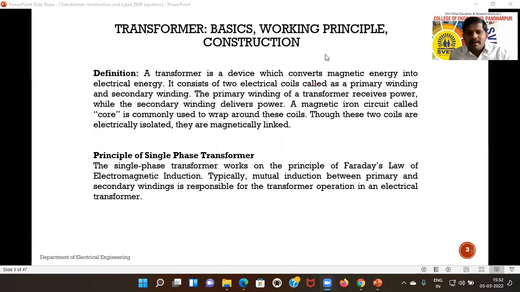Okay, can anyone tell me the principle on which the transformer works?